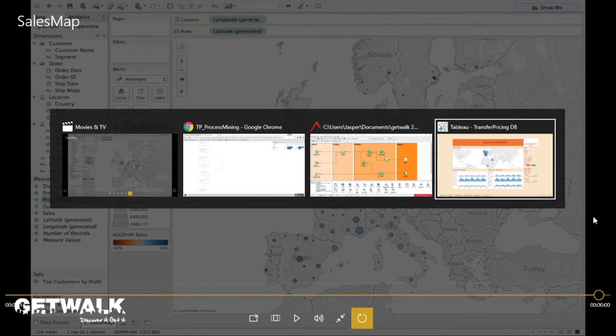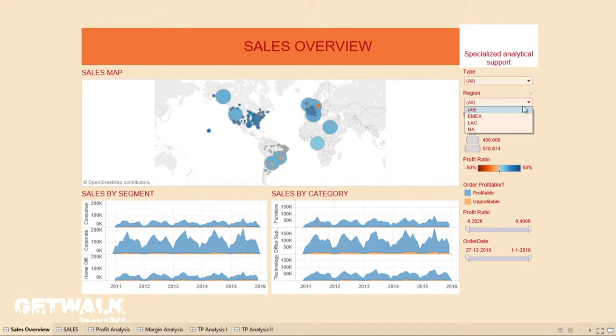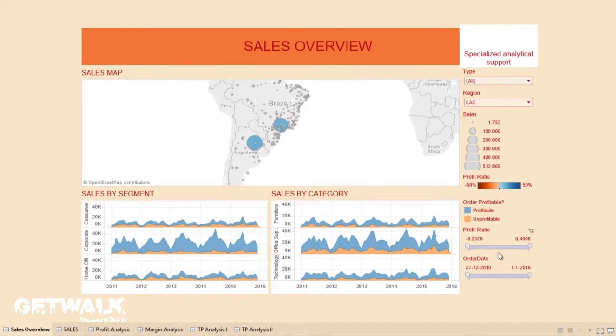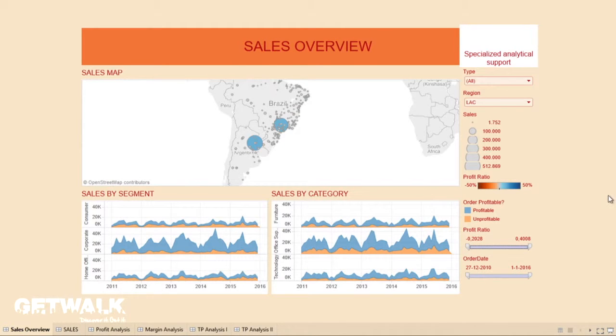Okay, let's look at the dashboard we have created. Here we see a map of the world with all our customers in one overview. Below the map is a breakdown by segment and by product category. A complete overview of profitable and onerous orders. By using filters, we can zoom in on several different topics or areas.